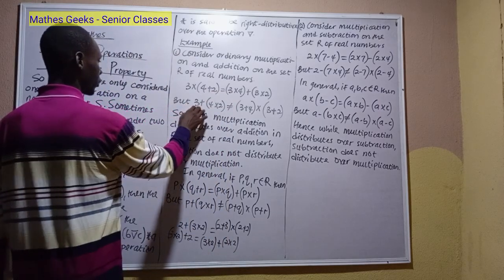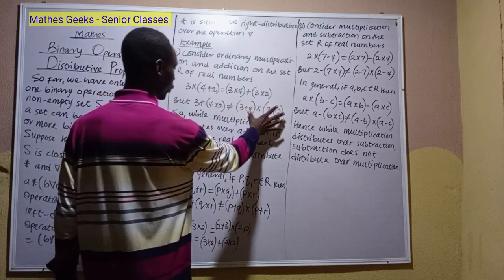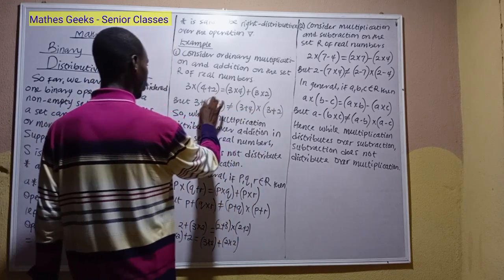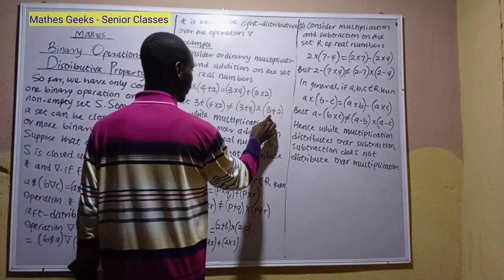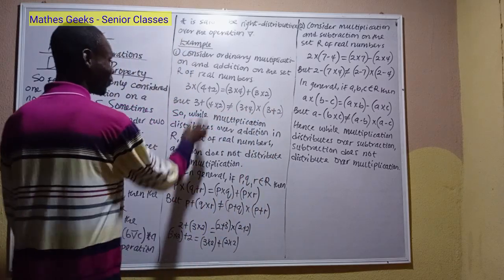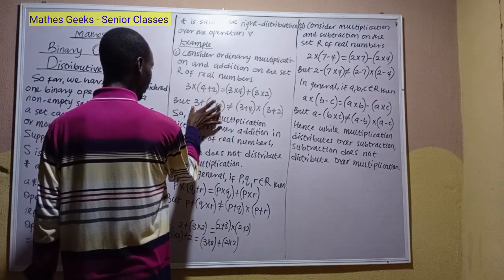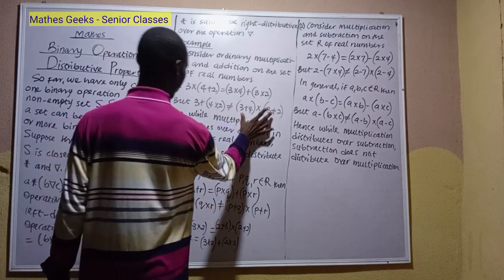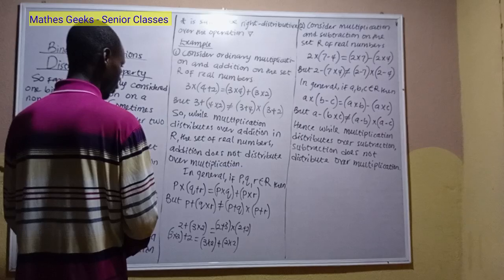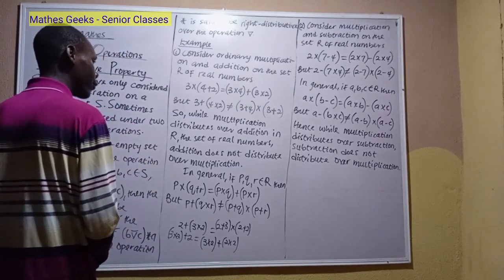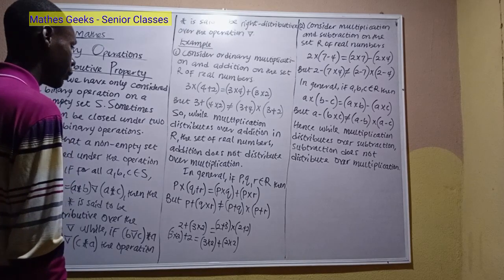But 3 plus (4 times 2): 4 times 2 is 8, and 8 plus 3 is 11. Let's see if it is equal to what you have when addition distributes over multiplication. So 3 plus 4 is 7, 3 plus 2 is 5, and 7 times 5 is 35. So addition does not distribute over multiplication, because what you have here cannot be equal to what you have here. So while multiplication distributes over addition in R, the set of real numbers, addition does not distribute over multiplication.